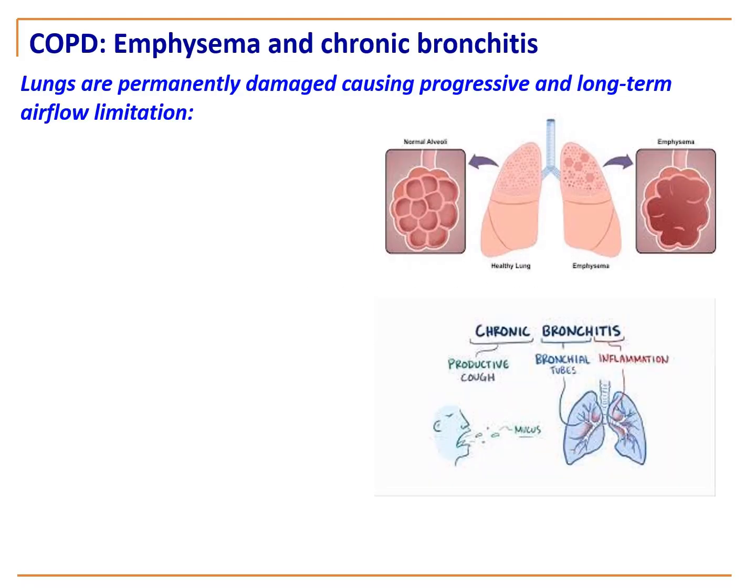So when we're thinking about emphysema and chronic bronchitis, this is where the lungs are permanently damaged, causing progressive and long-term airway inflammation. Both are causing that progressive airflow limitation, and it is not fully reversible. That's the key thing here. These are not reversible conditions.